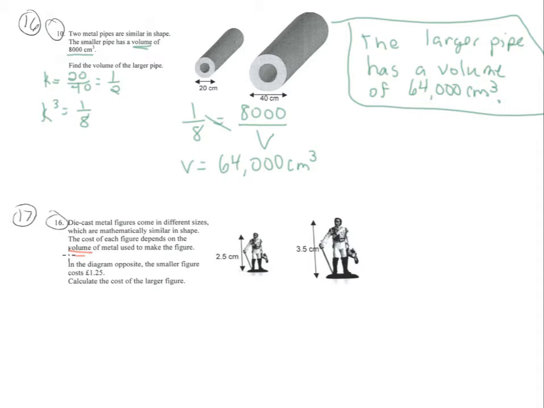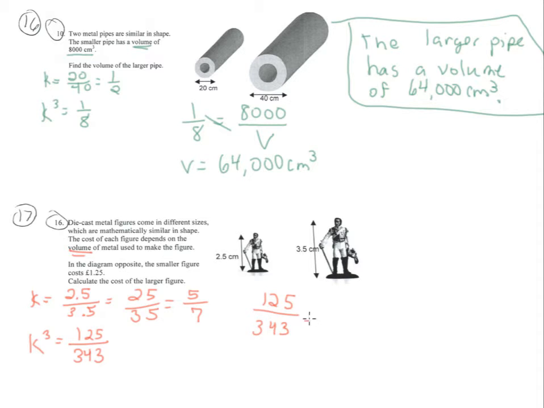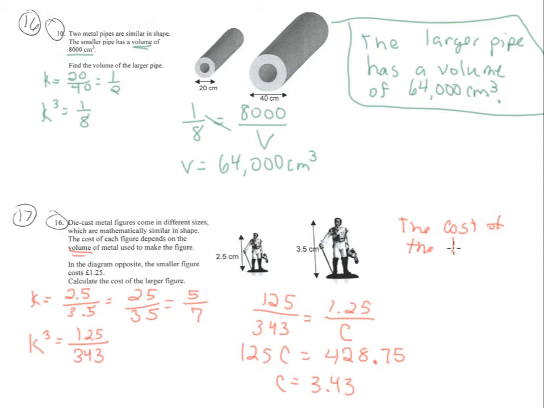Okay, so number 16. This time we're dealing with cost, but notice it's doing the same thing. Since cost is based on volume, I'm going to figure out K cubed again. So K cubed in this case would be 125 over 343. So now that I have the volume ratio, I'm going to set it equal to the cost ratio, which would be 1.25 over C, the cost of the bigger statue. Solving this like we do all proportions, cross multiply and then simplify down. The cost of the larger statue is 3.43 pounds.